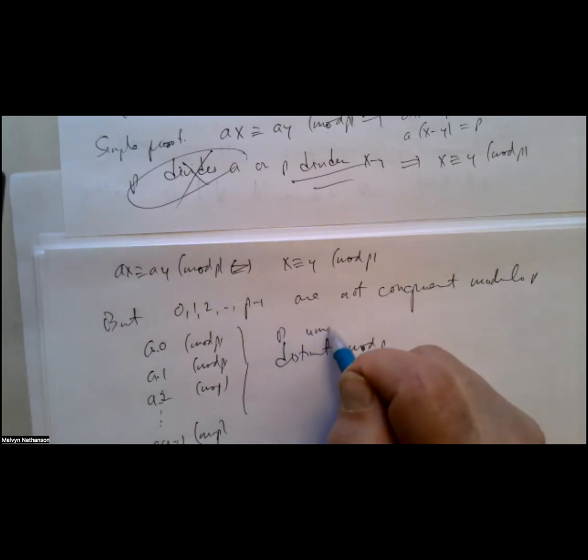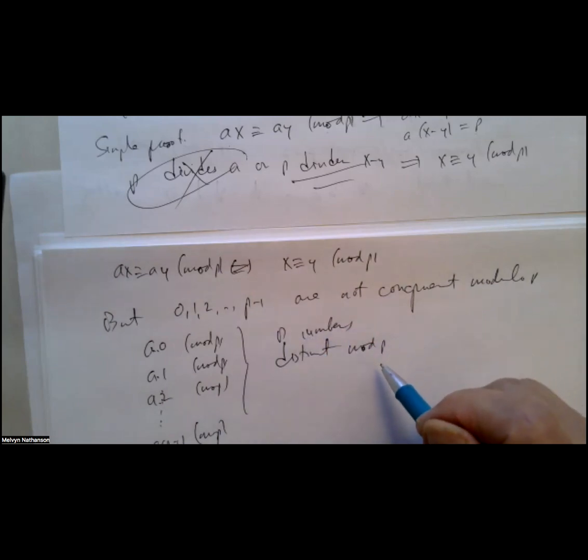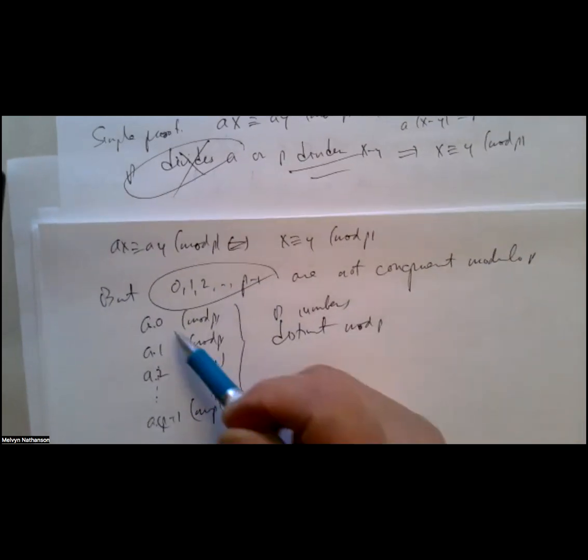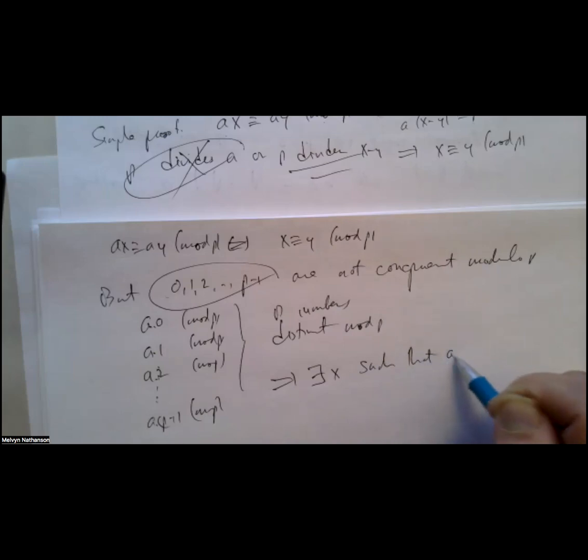I have P numbers distinct mod P. But these are the only numbers that are distinct mod P. So this A times 0, A times 1, A times 2, this is just some rearrangement of the numbers from 0 up to P minus 1. And that must imply that there exists X such that AX is congruent to 1 mod P. One of these numbers has to be 1.